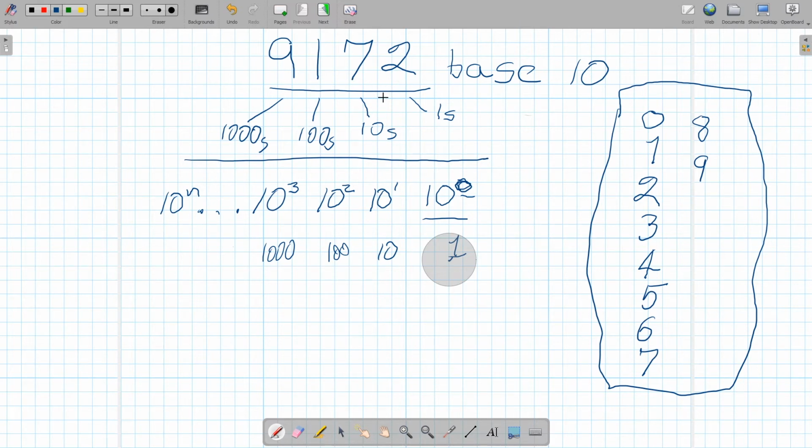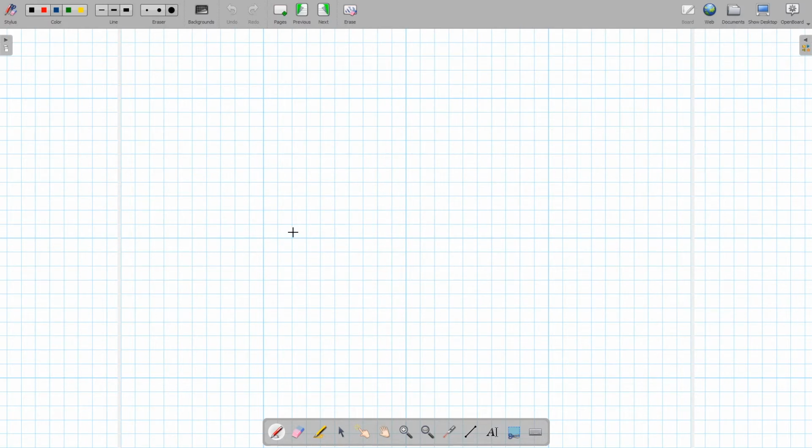The way our numbering system works is that it's really the sum of these individual digits multiplied by the position. So it's 2 times 10 to the 0th, plus 7 times 10 to the first, plus 1 times 10 to the second, plus 9 times 10 to the third. And that equals 9,172. All right? Let's go to a new page.